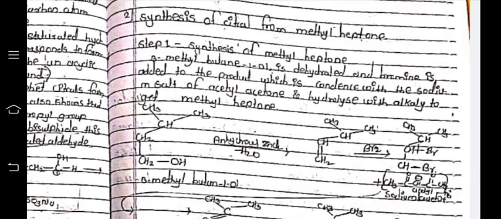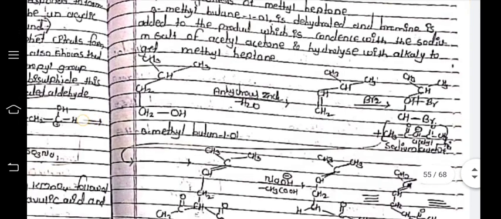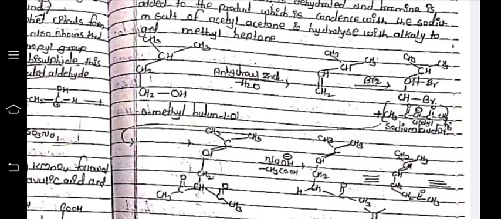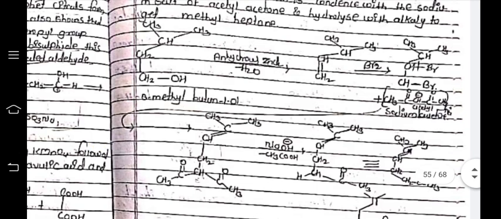Methyl heptenone: the alcohol is dehydrated and bromine is added to the product, which is condensed with the sodium salt of acetyl acetone and hydrolyzed with alkali to get methyl heptenone. Here are the reactions: beta-methyl butan-1-ol, anhydrous ZnCl2, forms the unsaturated compound, which gives the addition of Br2 on this compound.